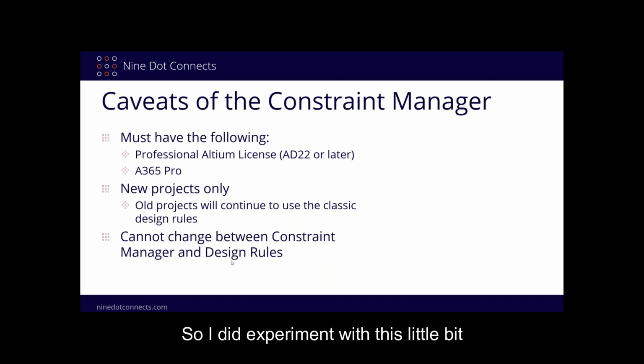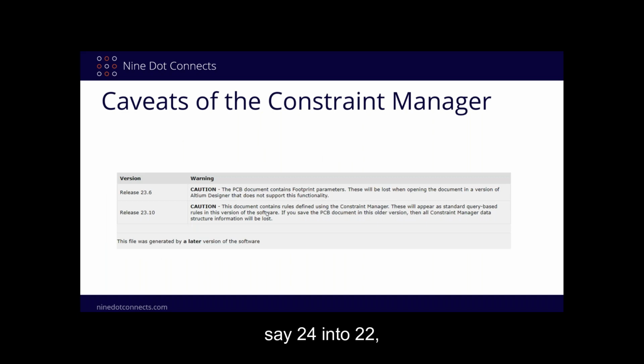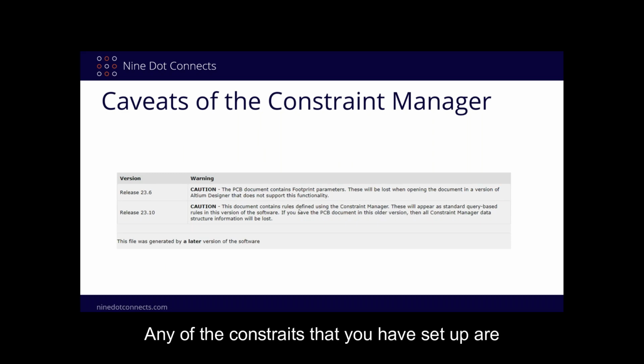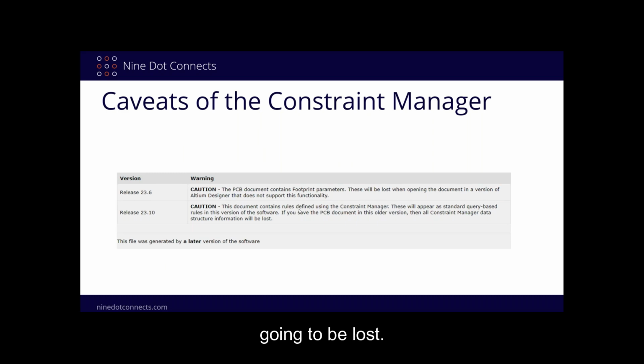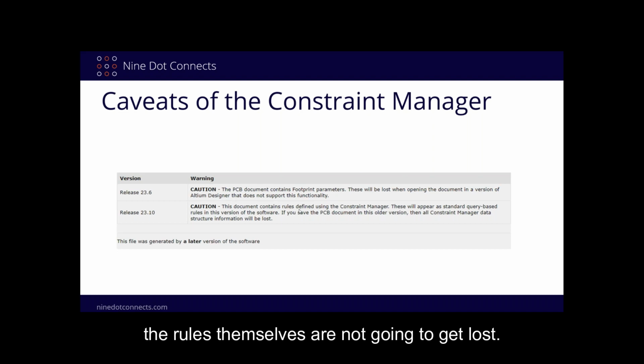So I did experiment with this a little bit just to see the backwards compatibility type of thing. And so if you do bring something back from, let's say, 24 into 22, you will get this message over here. It says, it's using the Constraint Manager. Any of the constraints that you have set up are going to be lost. However, the rules themselves are not going to get lost.